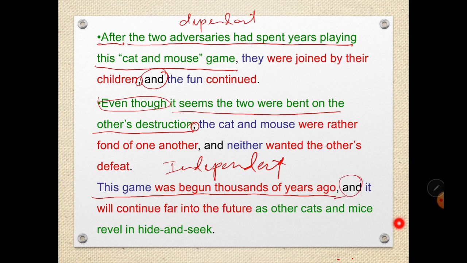Okay, don't forget the comma. It will continue far into the future. Right. So this is the second independent clause. It will continue far into the future, and then obviously we need to have a dependent clause. So the first word which starts the rest, the dependent clause, would be the subordinating conjunction. So as is the subordinating conjunction, and the other cats and mice revel in hide and seek is basically the dependent clause. So that's quite easy, I think.